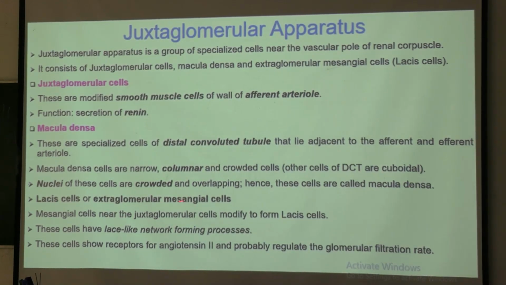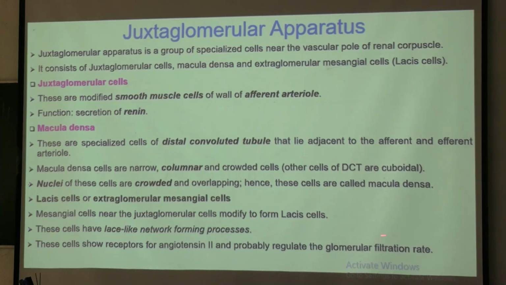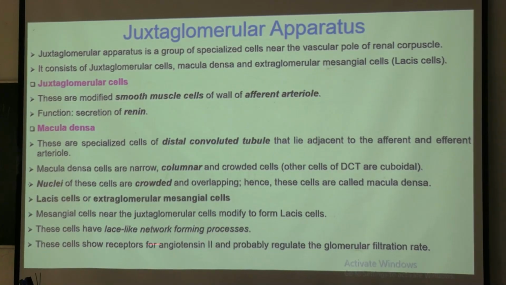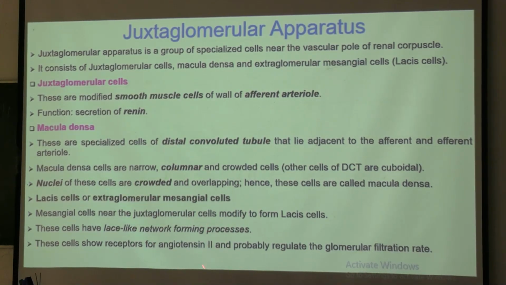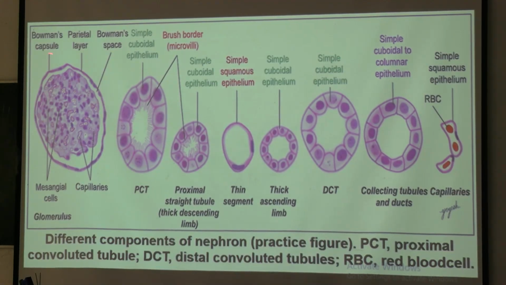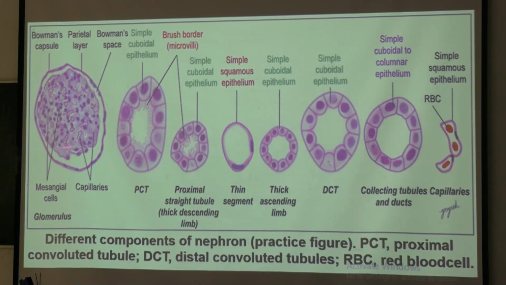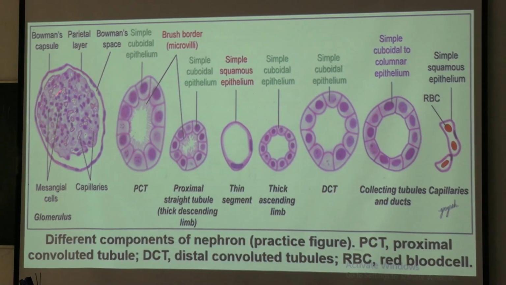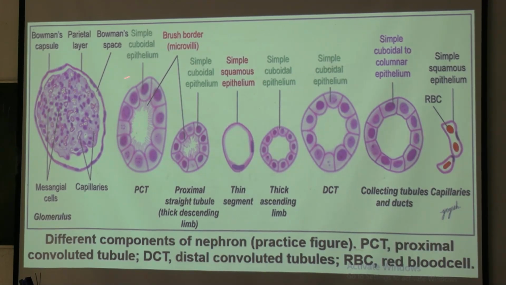Lacis cells or extraglomerular mesangial cells. Mesangial cells near the juxtaglomerular cells modify to form the lacis cells. These cells have lace-like network forming processes, and they show receptors for angiotensin II and probably regulate glomerular filtration. So these are mesangial cells in between the glomerular capillaries, and surrounding the capillaries will be the podocytes in the visceral layer. In the parietal layer, simple squamous epithelium.